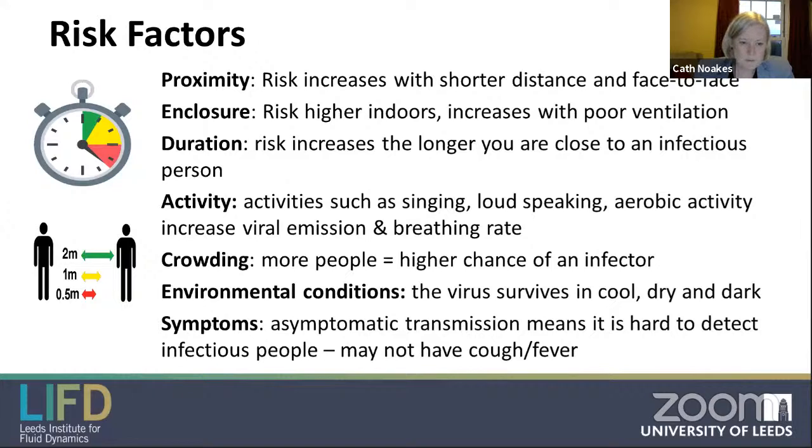And then, of course, one of the real challenges with this disease is that people seem to be able to transmit it before they show any symptoms. And some people may never show any symptoms or anything that is significant. So it isn't necessary to have a cough or a fever for you to transmit the virus. And these things together all make this a really difficult disease to manage.